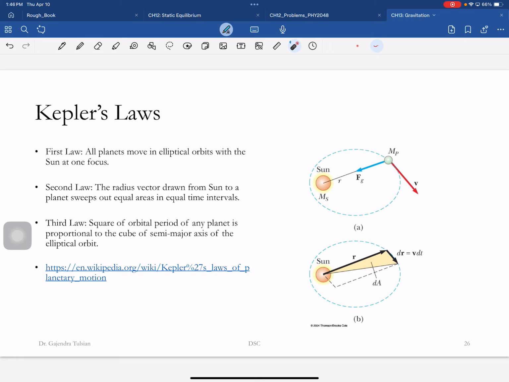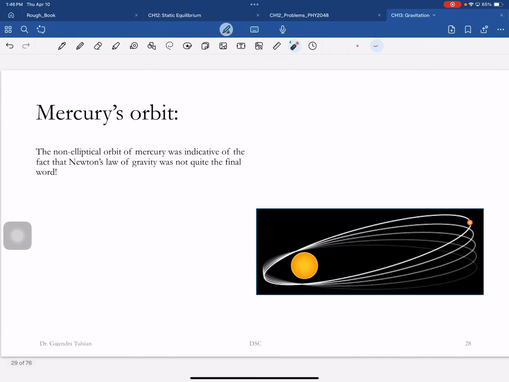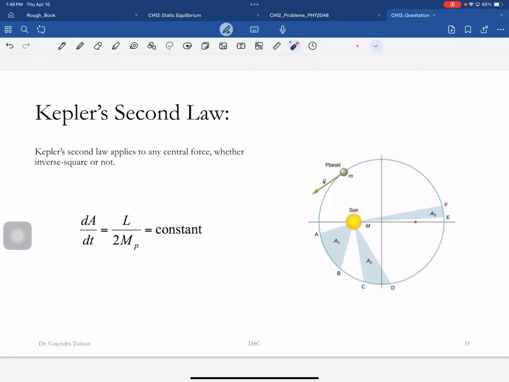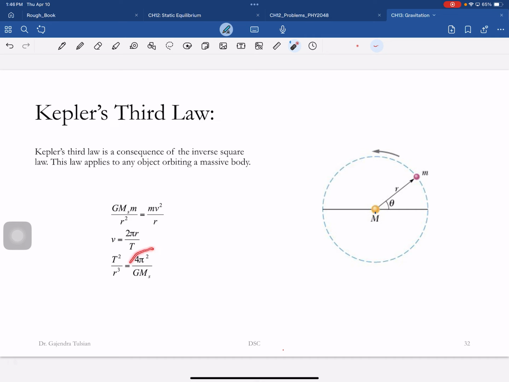And the third law says the square of the orbital period of any planet is proportional to the cube of the semi-major axis. So what he says is, let's say it's a circular orbit, it's a constant, and it's the same for all planets. In fact, this is related to the mass about which you're orbiting. So the period squared of all planets divided by the radius cubed is a constant, and that constant is this. That's the mass of the Sun.